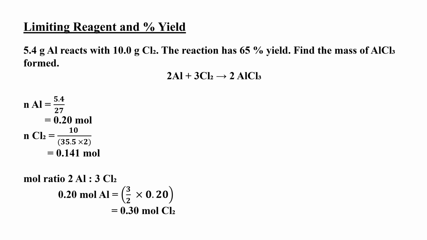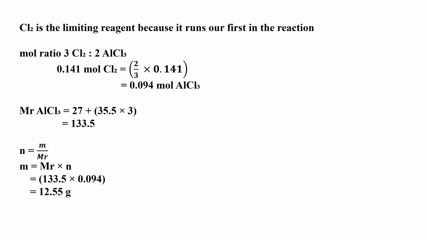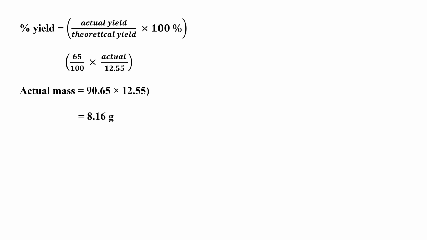For this question, first the number of moles of aluminium and chlorine are calculated using the formula. Then the mole ratio is compared to find the number of moles of chlorine. Chlorine is the limiting reagent because it is used first in the reaction. The mole ratio is compared again from the equation to find the number of moles of aluminium chloride. The mass of aluminium chloride can then be found by using the formula. By using the formula for percentage yield and rearranging it, the mass of aluminium chloride is obtained.